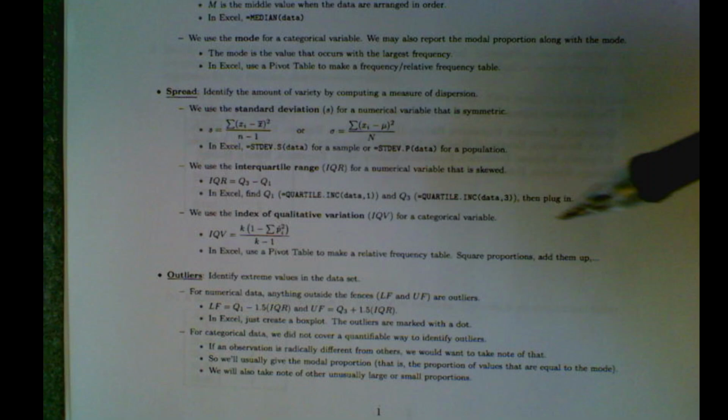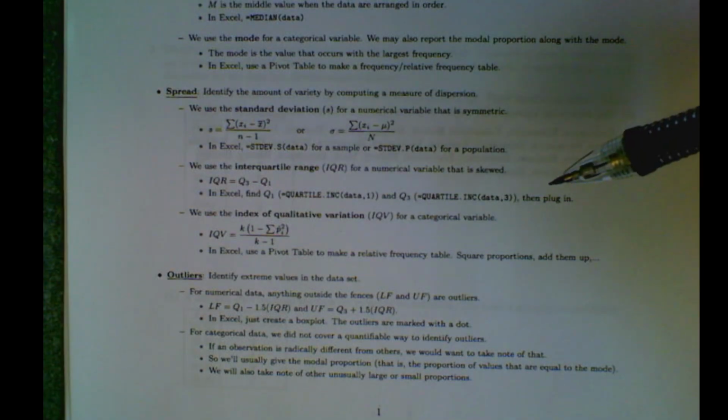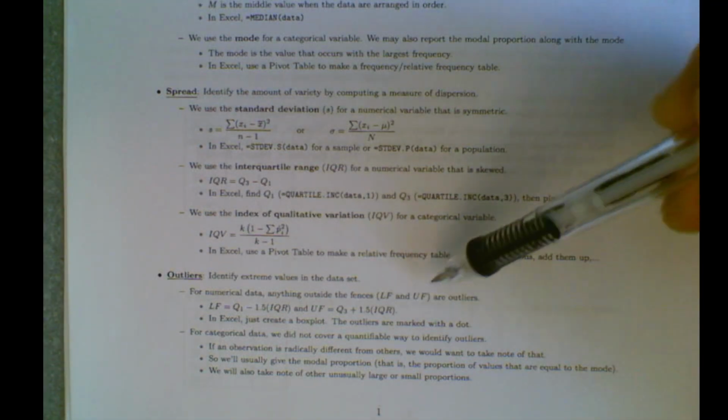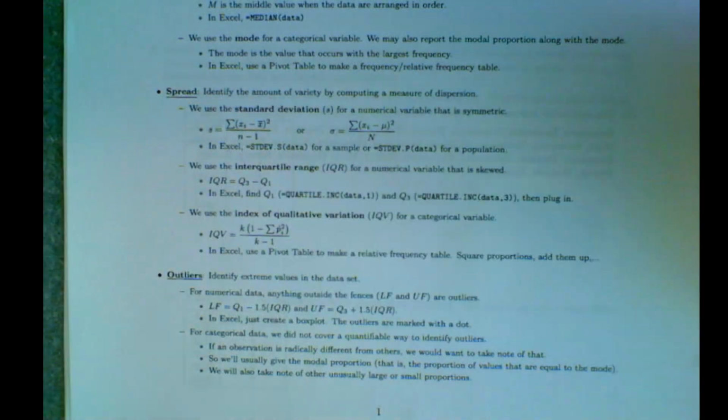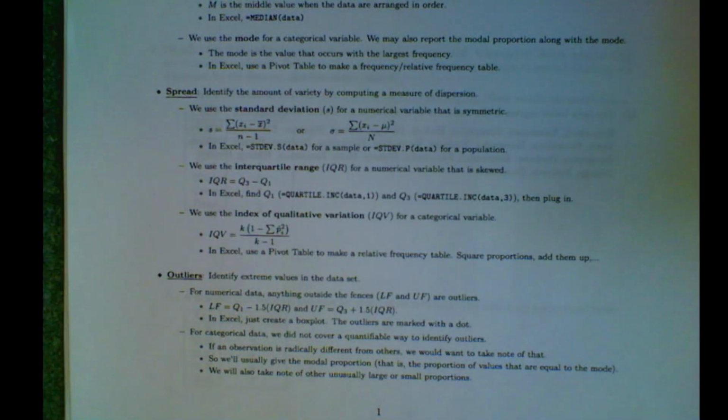And then finally, as far as outliers are concerned, to identify whether or not we have outliers, we'll compute fences, the lower fence and the upper fence. And that will tell us any values outside of those fences are considered outliers. Now, of course, in Excel, we can just create a box plot, and the outliers will be marked on the box plot with a dot. So that'll be how we identify outliers for numerical data.